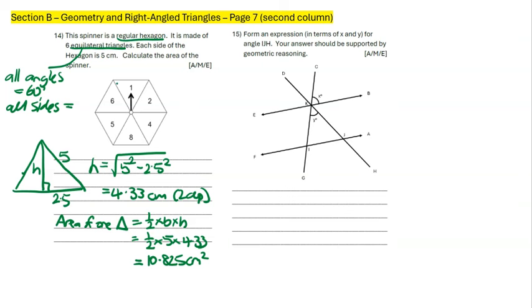The next part of the question is timesing it by 6, because I've only found the area of one triangle here, this one down here. I need to go times 2, times 3, times 4, times 5, times 6 to get all 6 triangles summed together. So let's jot that down. Area of the hexagon, which is all of the sides, is equal to 10.825 times 6, and that gets me to 64.95 centimeters squared.